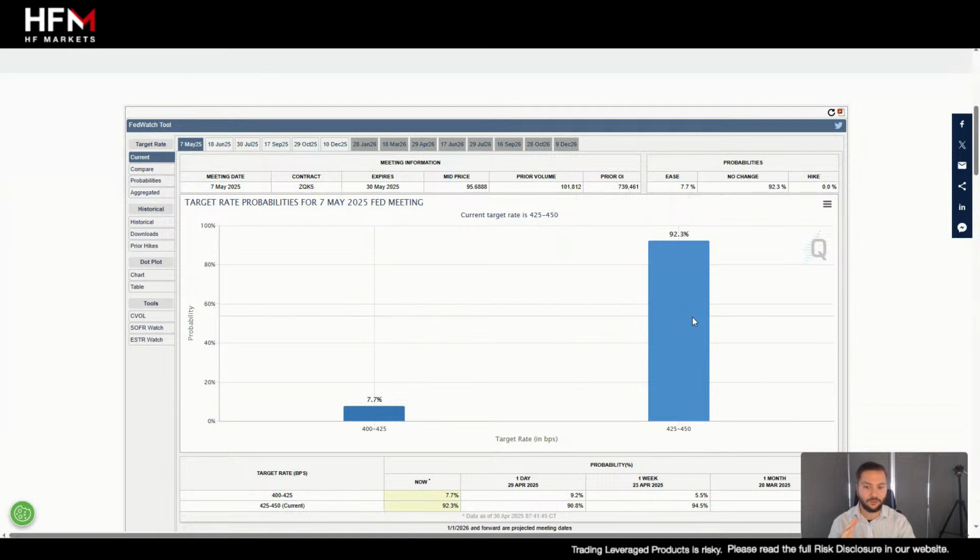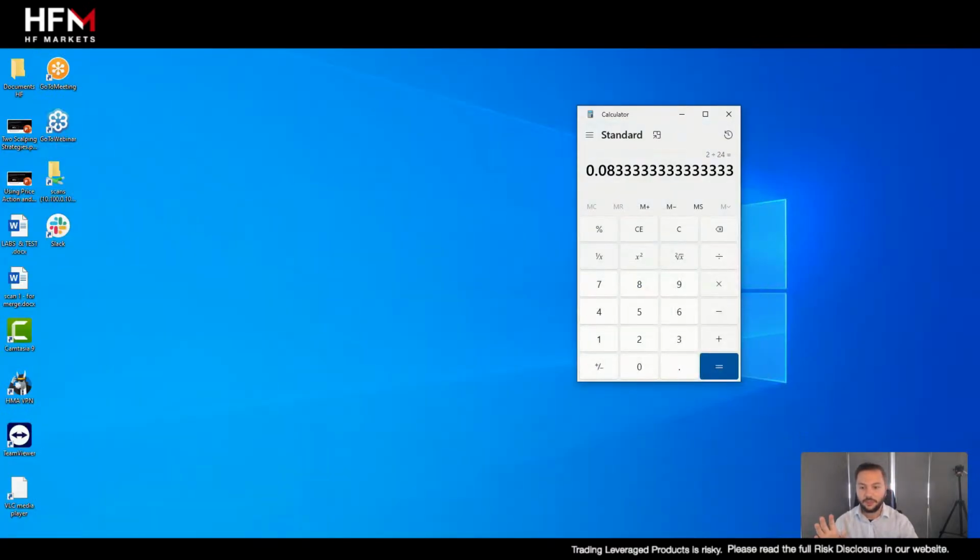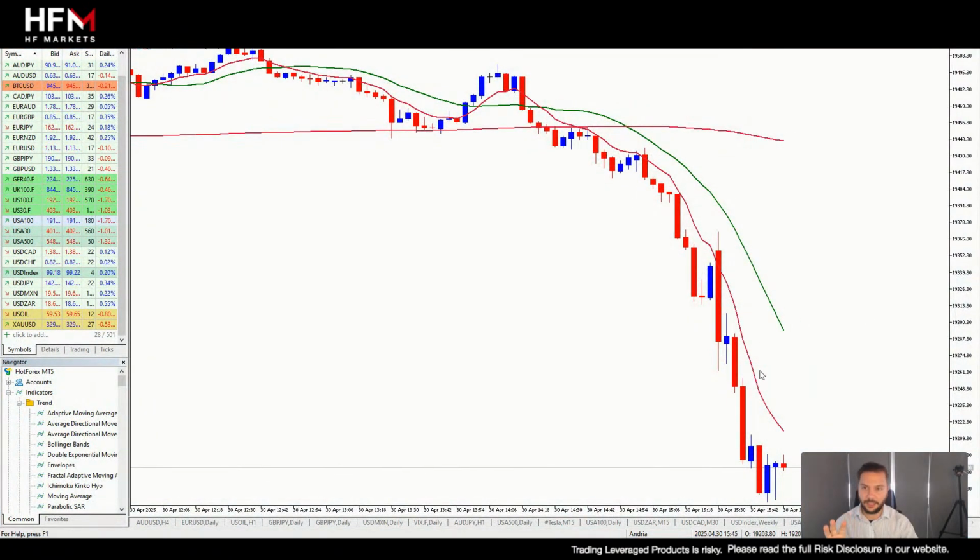So that's something, of course, that we need to keep an eye on. If we want to see the NASDAQ decline, we want the possibility of a pause to remain. If we start to see a possibility of a cut increase in value, so for example, it goes from 7.7% to 30%, 40%, then the NASDAQ can start to find some support potentially. Again, that is based on economics. So, ladies and gentlemen, that is the NASDAQ. We've looked at signals, technical analysis, and fundamental analysis as well.